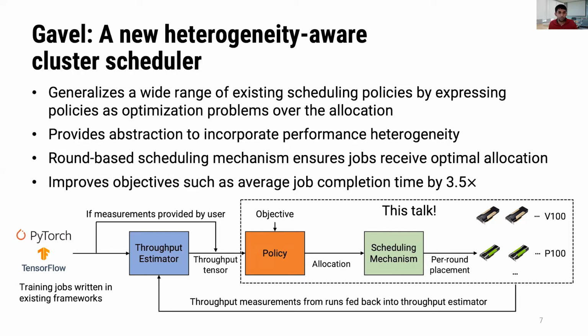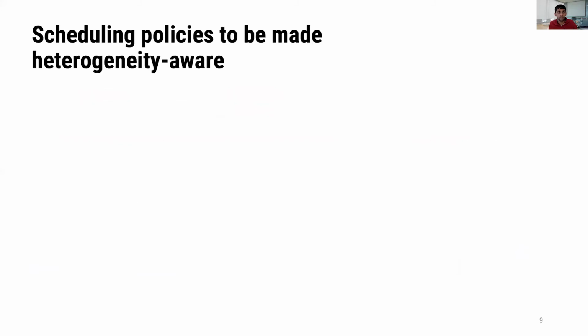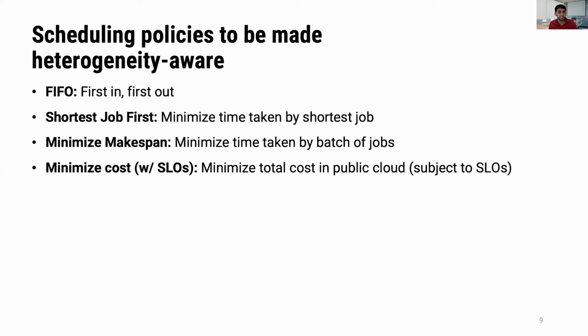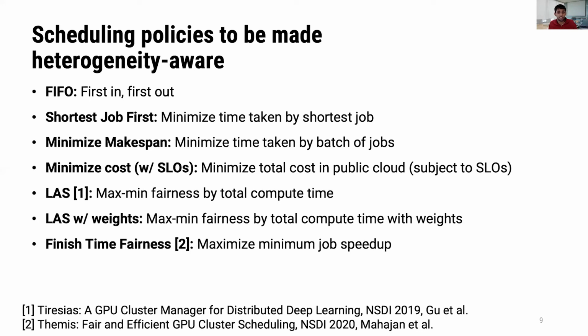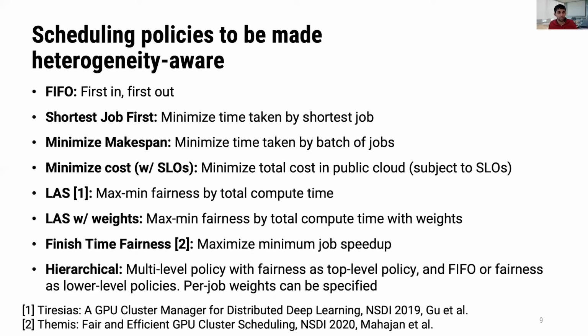For time reasons, I'm going to focus on the policy and scheduling mechanism modules of Gavel. For details on Gavel's API, which specifies the interface between jobs and the scheduler, which facilitates easy preemption, as well as Gavel's throughput estimator, I encourage you to check out our paper. Our goal with Gavel is to make a variety of scheduling policies heterogeneity-aware. These include simple scheduling policies such as FIFO and shortest job first, more complex fairness policies as seen in recent work, and even hierarchical policies such as the one I described earlier.